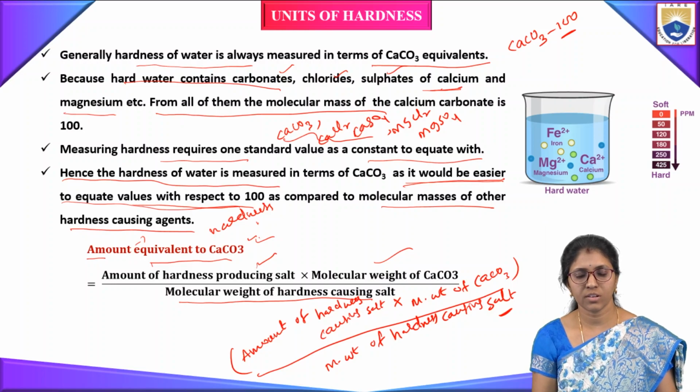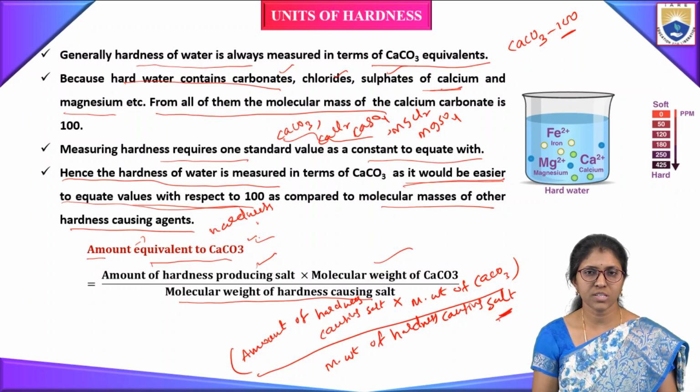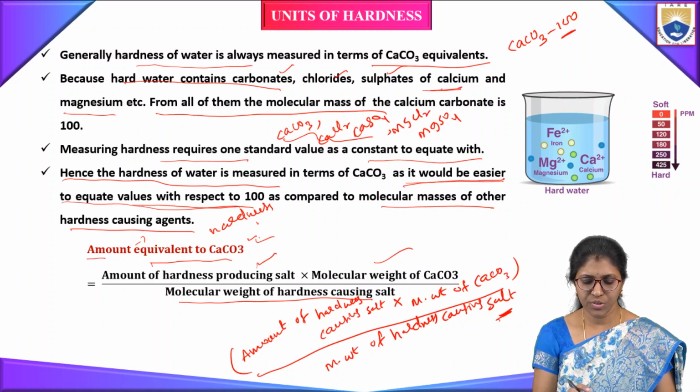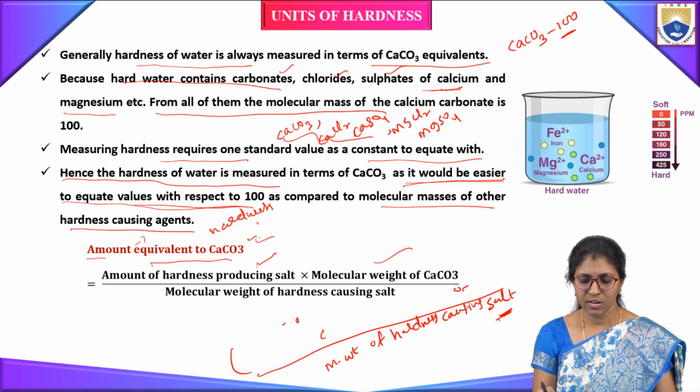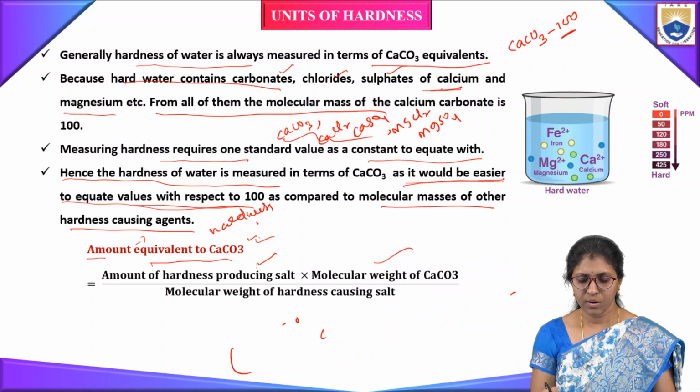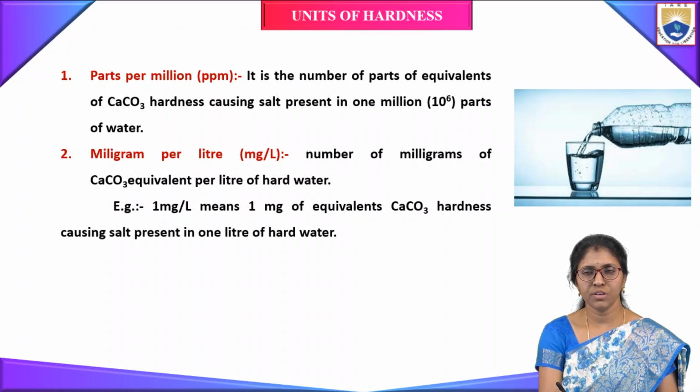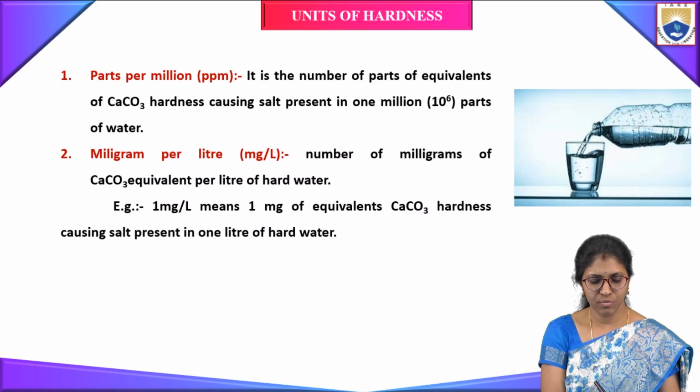Hardness causing salt. So this is the formula for the amount of hardness causing salt in terms of calcium carbonate equivalents. We have to use this formula for the calculation of the amount of hardness causing salt in terms of calcium carbonate. Next, units of hardness. There are 4 units of hardness.